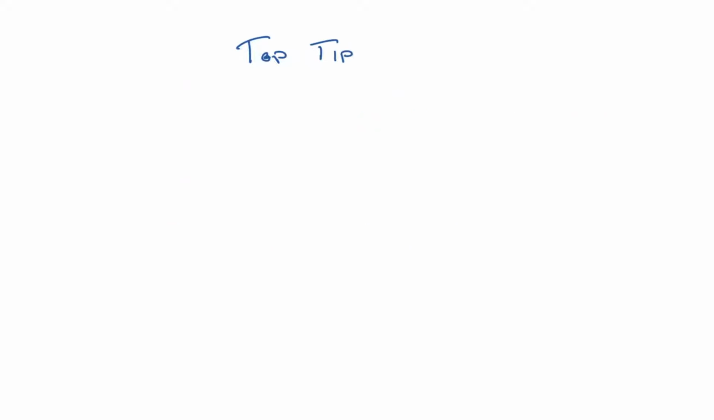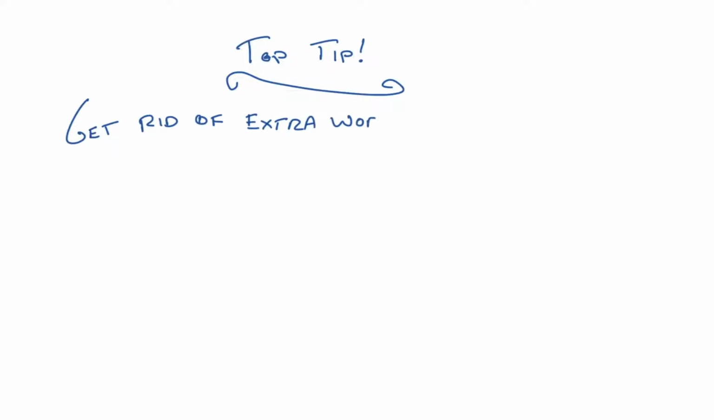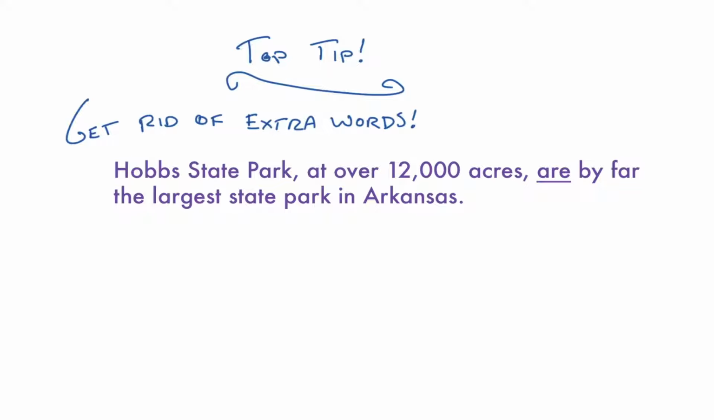Now, we have a top tip for approaching questions like these, and that is get rid of extra words. If there's a lot of stuff between the subject and the verb in your sentence, just cross it out. So in the sentence, Hobbs State Park, at over 12,000 acres, are by far the largest state park in Arkansas. What's the subject? What's doing the main action of the sentence? All right, well, I guess Hobbs State Park is doing the main action of the sentence. And what's the verb it's doing? The verb it's doing is are.